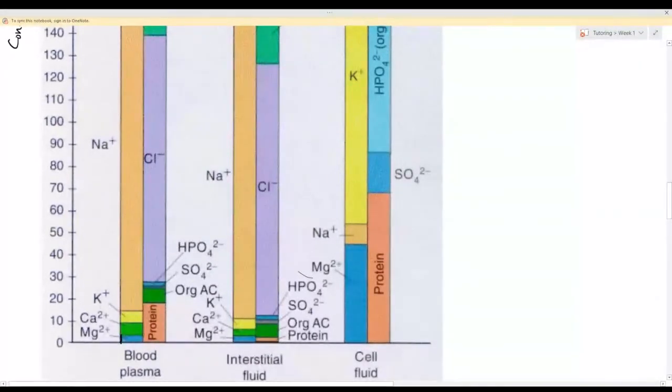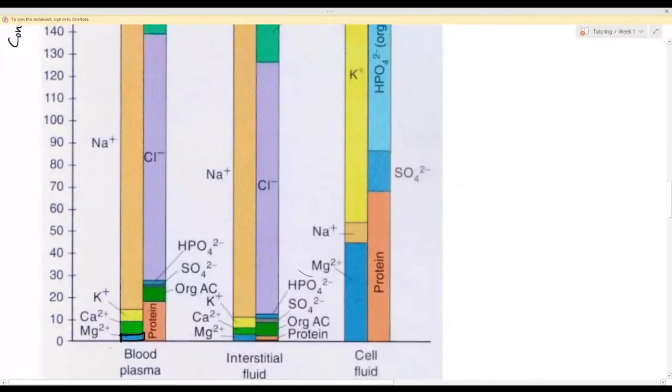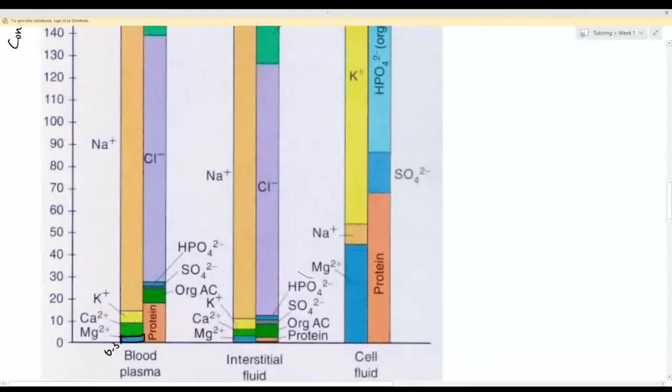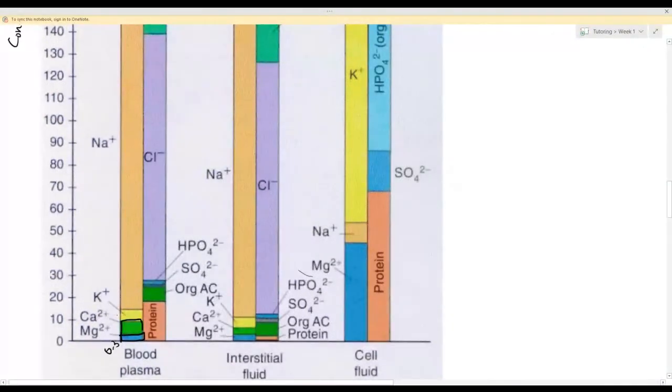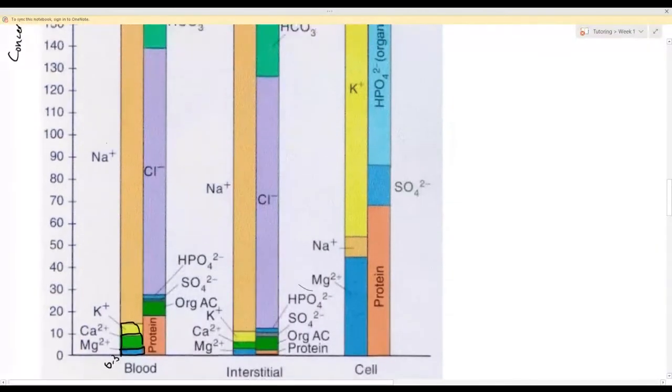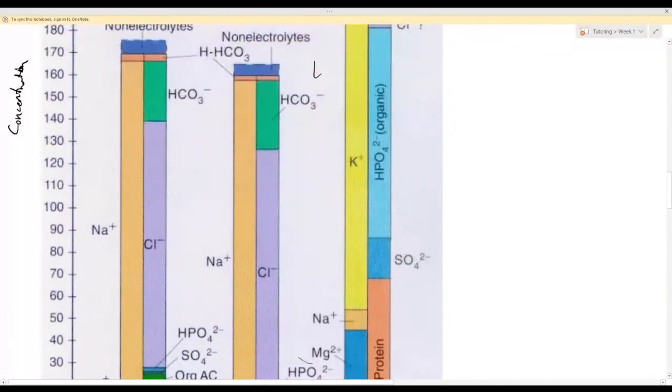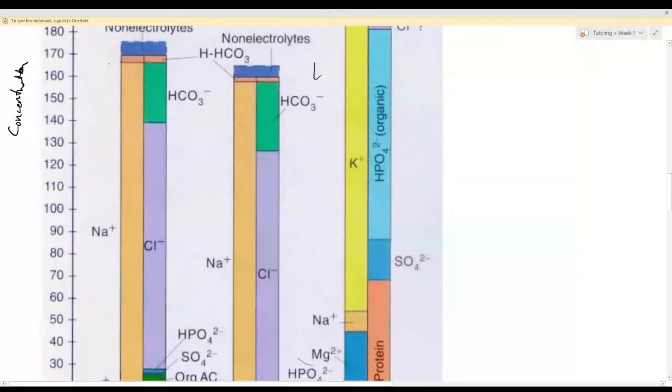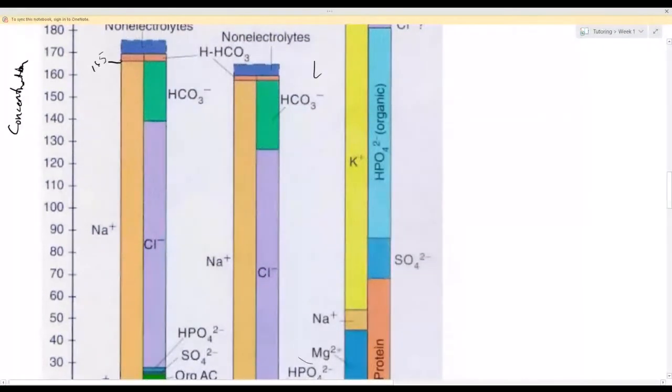So what we see here is that the concentration of magnesium in the blood plasma is somewhere between 0 and maybe 3 milliequivalents. Calcium, somewhere between 3 and maybe 10. Potassium, maybe 10 to 15. Sodium is very, very concentrated, and it can go all the way up to maybe 165.